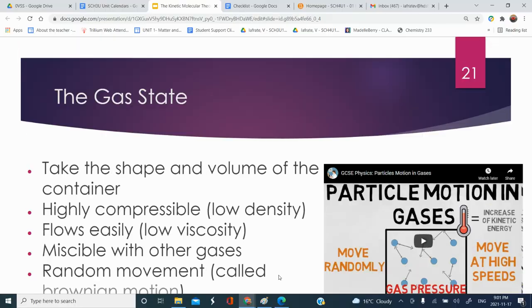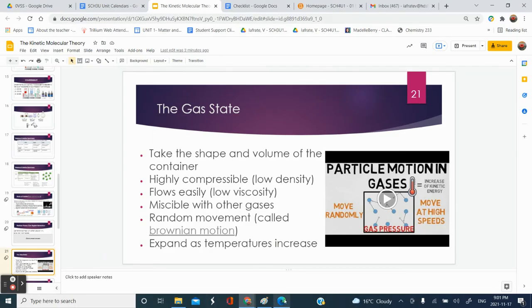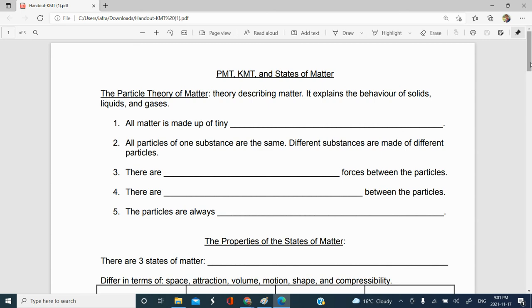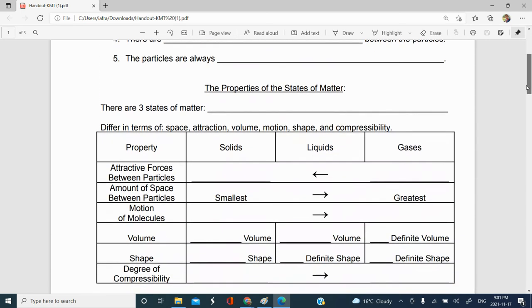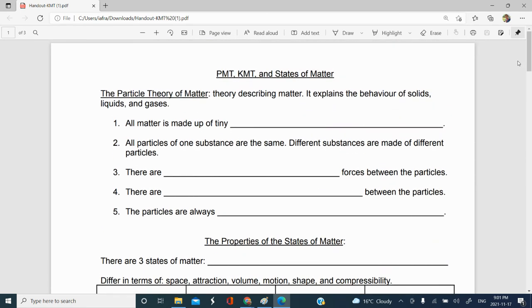Let's go to our handout to fill out what we learned about the particle theory of matter. And then afterwards, we'll go and study gases in more detail. So let's see what we remember. This is a good exercise to see if you were paying attention. So we saw that there's a particle theory of matter, which is a theory used to explain the behavior of different states of matter. And in that particle theory, there's 5 main points. We saw that, first of all, matter is made up of these tiny little things called particles.